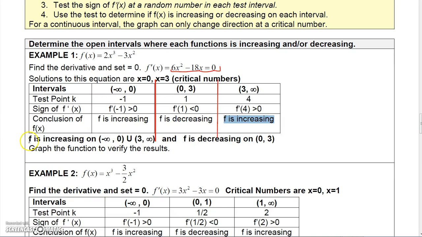So in summarizing, the function is increasing on the interval negative infinity to 0 and 3 to infinity, and the function is decreasing on the interval 0 to 3. And you can graph this function to verify your results.